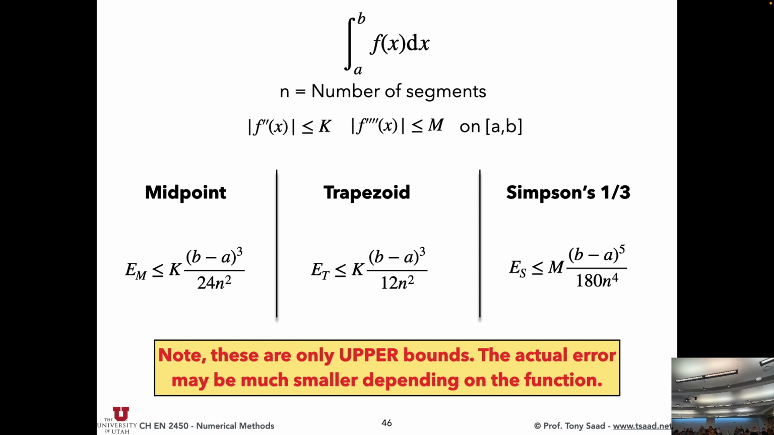You see that the midpoint and trapezoidal rule share almost a similar error, except that the midpoint rule has a little smaller error. It's divided by 24. It's half the error of the trapezoidal rule. But they are about the same. There's 1 over n squared, 1 over n squared. When you go to Simpson's 1/3 rule, you have 1 over n to the 4th.